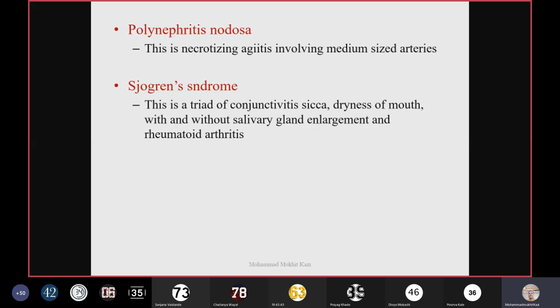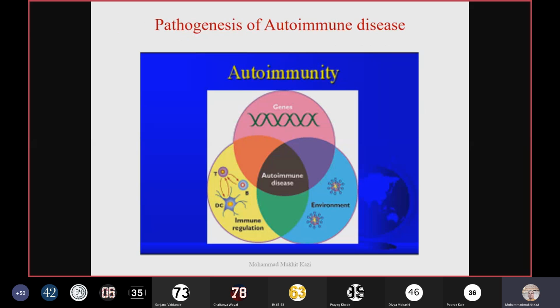The next is polyarteritis nodosa. This is a necrotizing vasculitis involving medium-sized arteries, so it affects the arteries. And the last one is Sjogren syndrome. This is a triad of conjunctivitis sicca, dryness of mouth with or without salivary gland enlargement, and rheumatoid arthritis. So this is how autoimmune diseases occur.